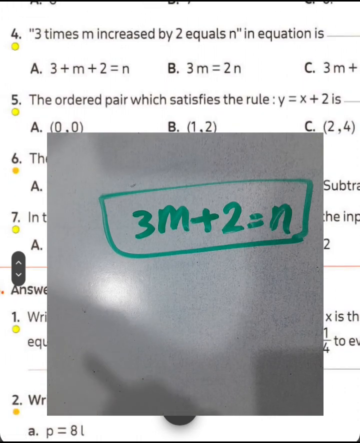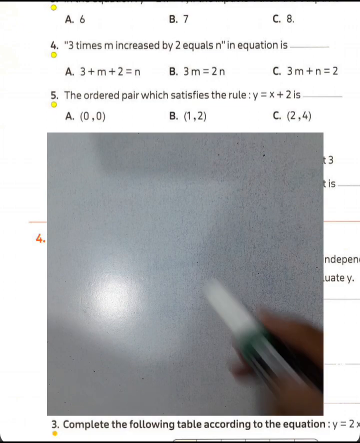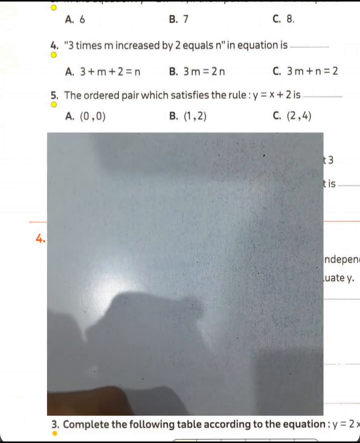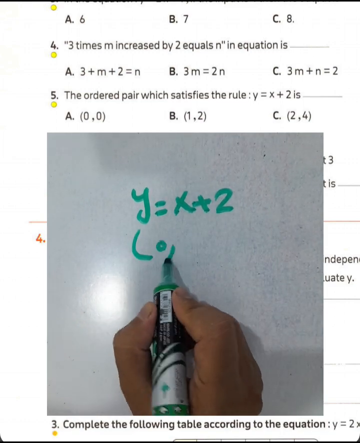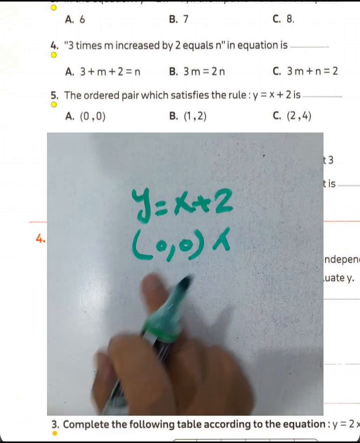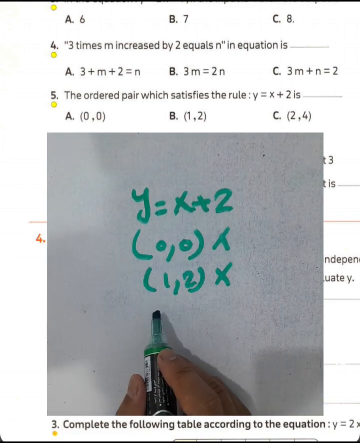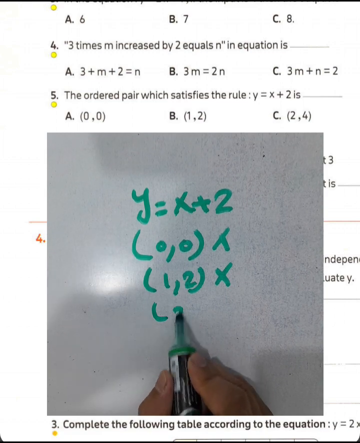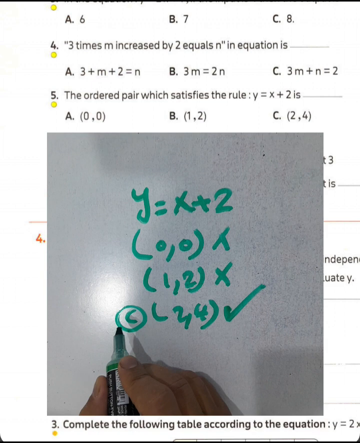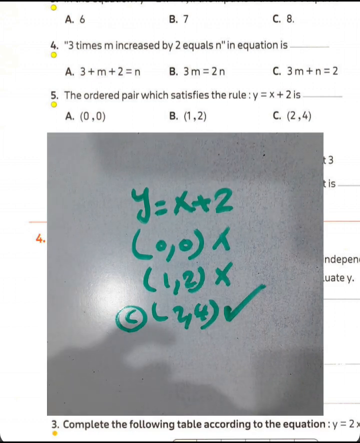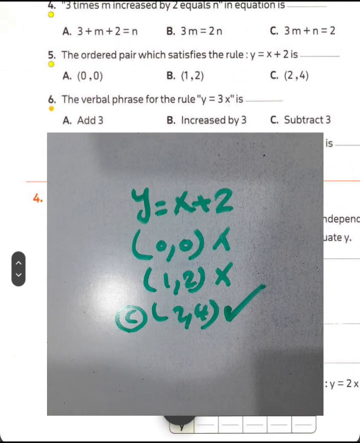Question here number 5. The ordered pair which satisfies the rule here, y equals x plus 2. We have here the first, 0 and 0. It's false because 0 plus 2 equals 2. And what about 1 and 2? 1 plus 2 equals 3. Not right too. It's false. Third point, 2 and 4. Right too here. 2 plus 2 equals 4. So you must choose letter C about this question number 5. Question number 5, choose letter C. Question number 6.